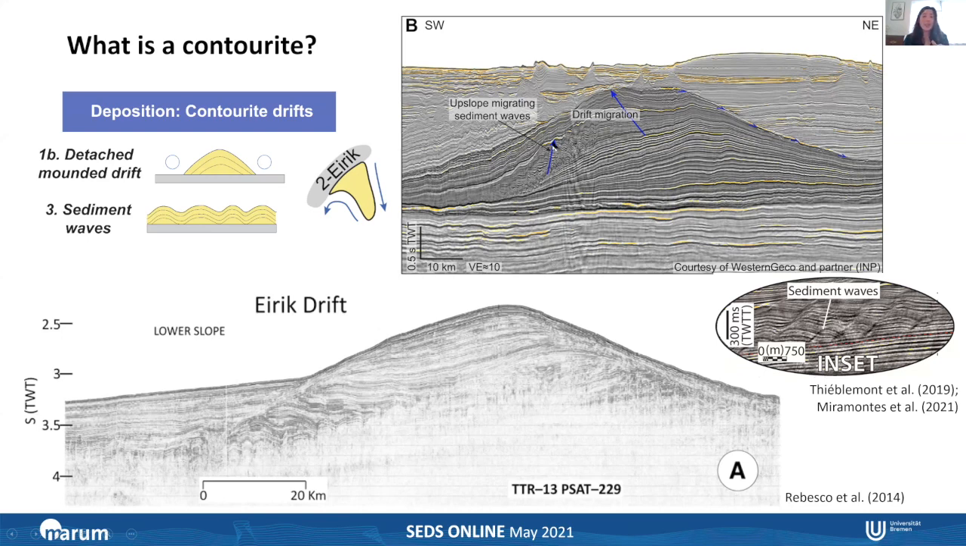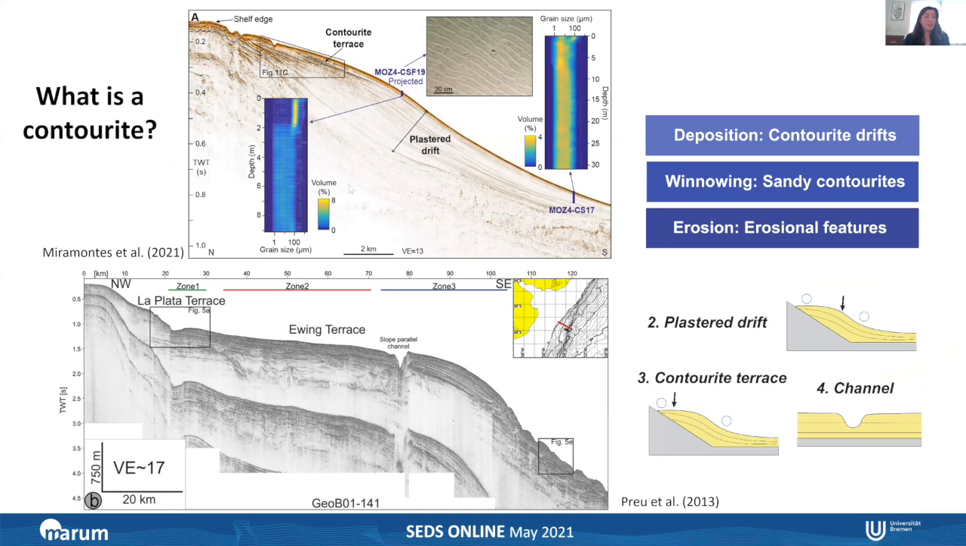And these sediment waves can be either on the top of larger drifts, or they can also cover large areas of the abyssal plain, for example. And another typical contourite drift, or different types of contourites, are the plastered drifts that have a convex shape morphology, and they are often associated with contourite terraces. Contourite terraces are relatively flat surfaces on the top of plastered drifts.